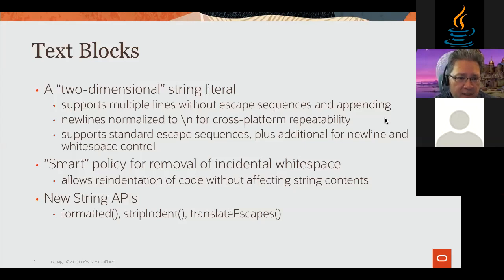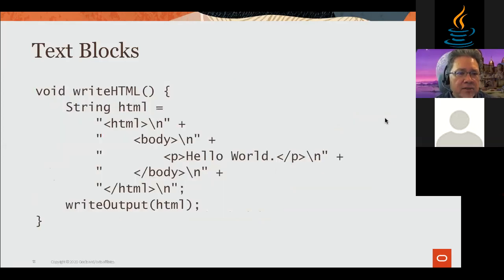One of the features of text blocks, and I think one of the things that took the longest amount of time, is coming up with a policy for what we call incidental white space. The main thing there is that we don't want incidental white space to be part of the actual string literal. Along with text blocks, we added a few new APIs in support of this to the string class. But let me show an example here.